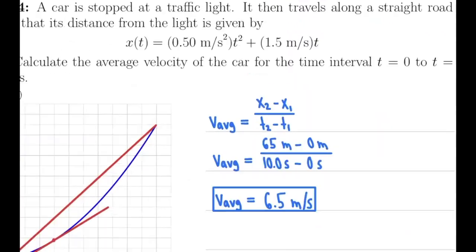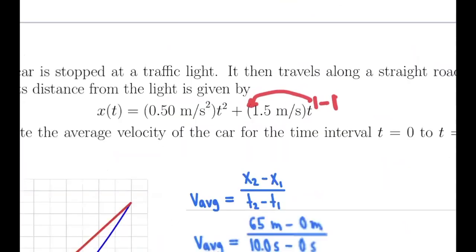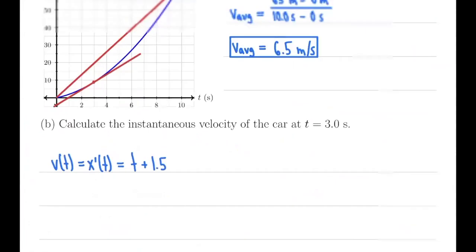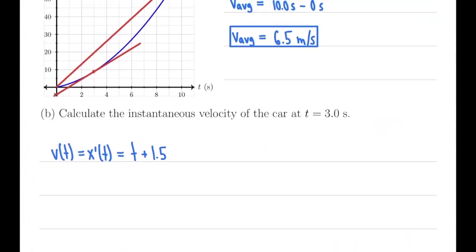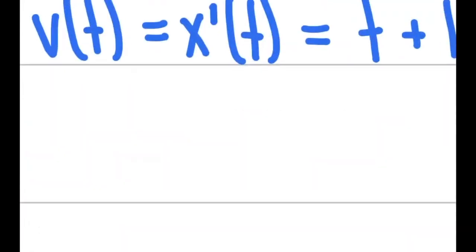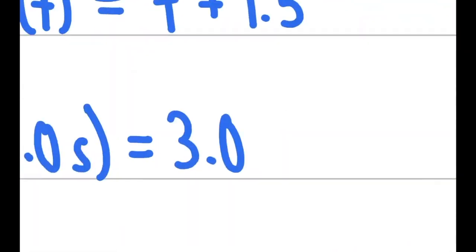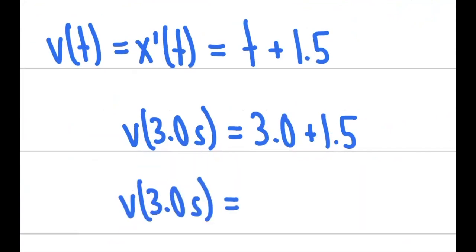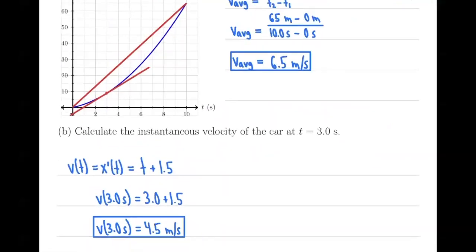And then for 1.5t, you move the 1 to the front, subtract 1 from the exponent, and you get 1.5 times t to the power of 0, which is just 1.5. So it's t plus 1.5. That's the derivative of this distance function. And we want the instantaneous velocity at t equals 3. So I'm going to plug in 3 seconds into this function. So you have 3.0 plus 1.5. So at 3 seconds, the velocity is 4.5 meters per second. Very informative. Thank you. Of course.